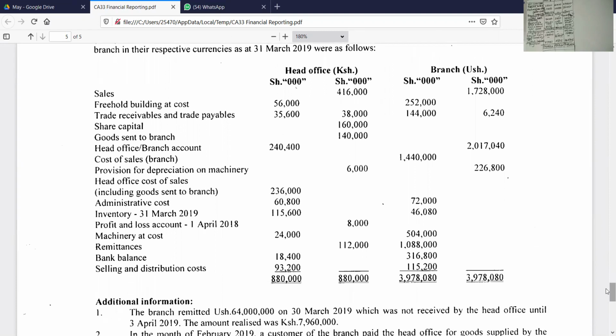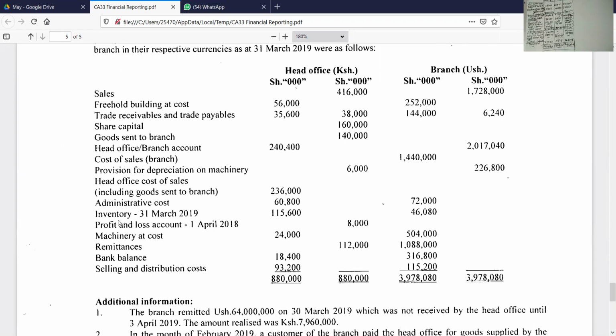So you can see that this is just the same question. Sales was there, freehold, trade receivable, share capital, goods sent to branch, head office, cost of sales, provision for depreciation, head office, cost of sales including goods sent to branch. There is no change. It's only the changed figures.